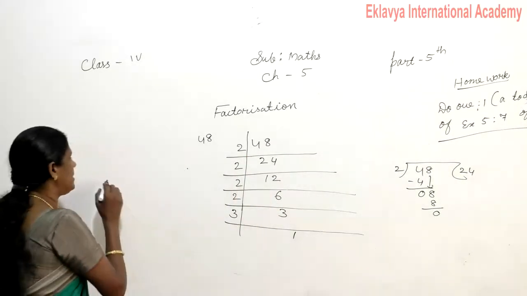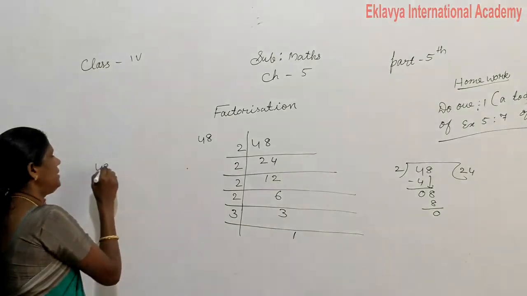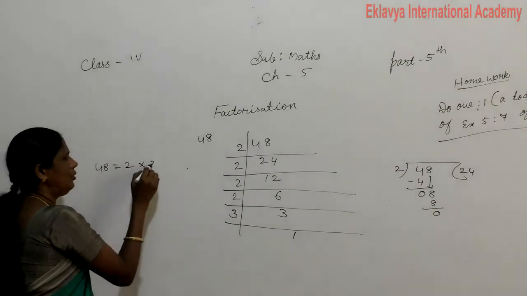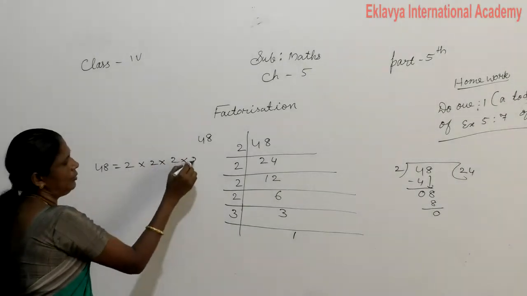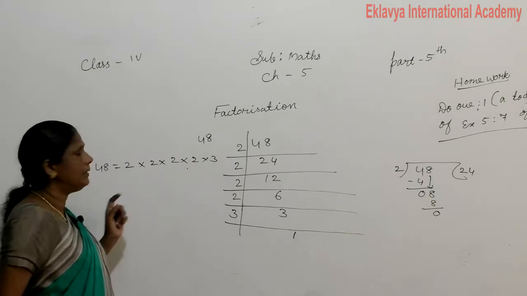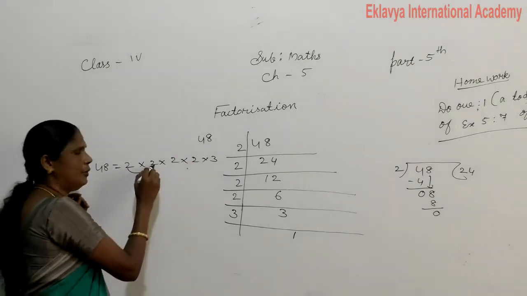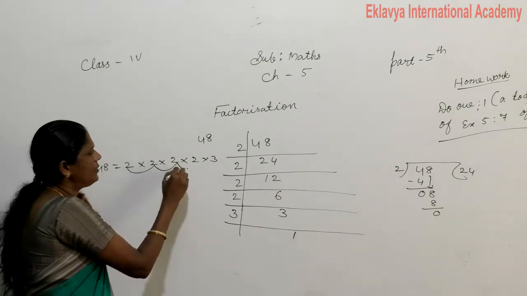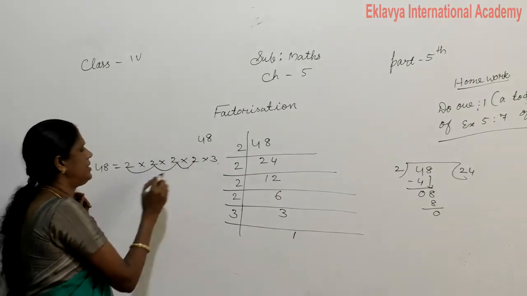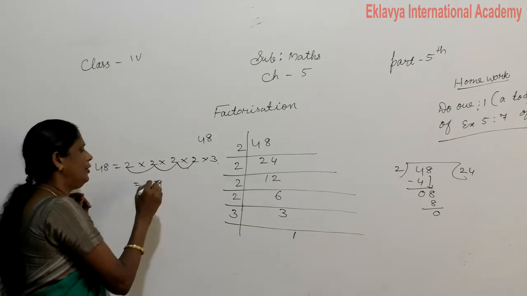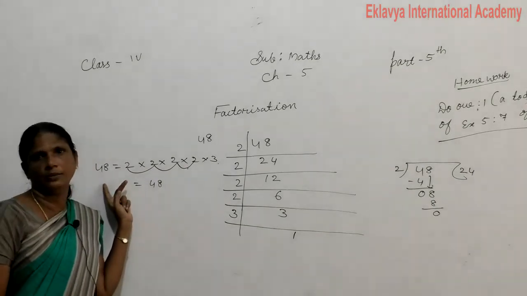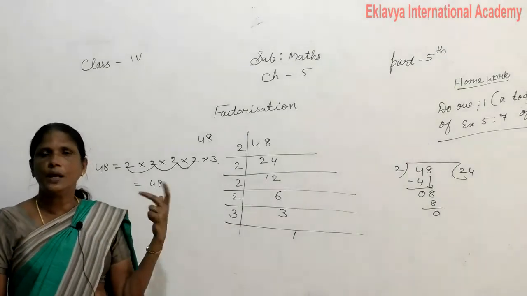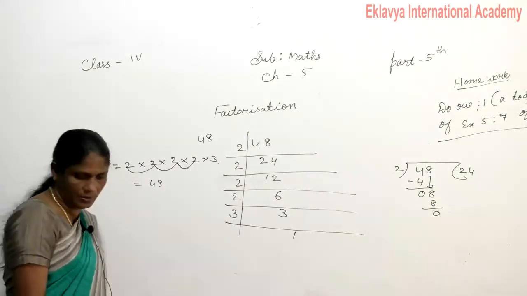Now our answer is 48 is equal to 2 into 2 into 2 into 2 into 3. Then 2 2s are 4, 4 2s are 8, 8 2s are 16, 16 3s are 48. You get the same number. If you do not get the same number, your answer is wrong. Next question.